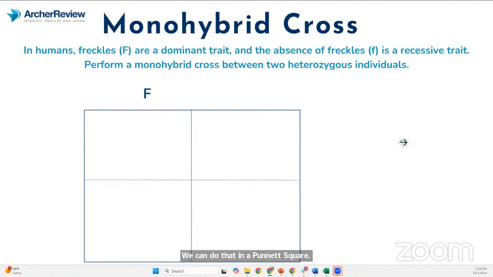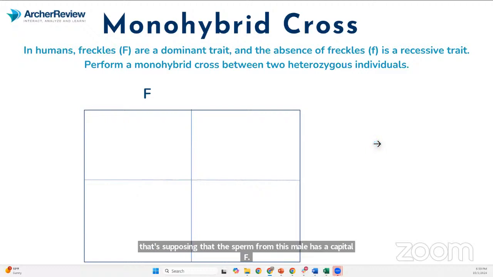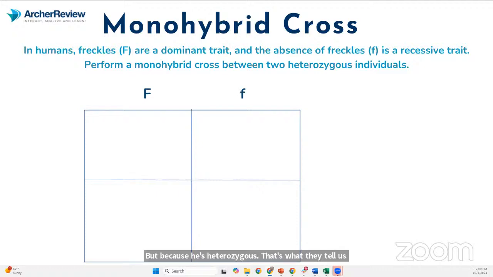So what we do here is we put the possible alleles. So this first one that I have popping up on the screen, I know there's a delay, has a capital F. And that's supposing, I'm going to say dad's possibilities are up top. So that's supposing that the sperm from this male has a capital F. But because he's heterozygous, that's what they tell us in our practice problem, a different sperm could have a lowercase f. So we put that up top as well. I'm waiting for the lag so that you guys get this.